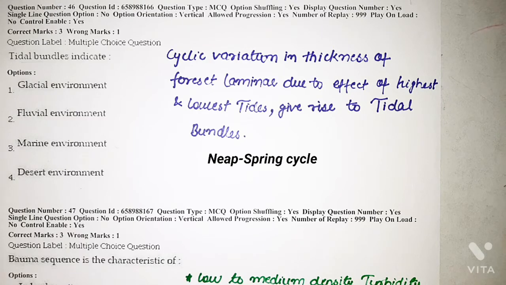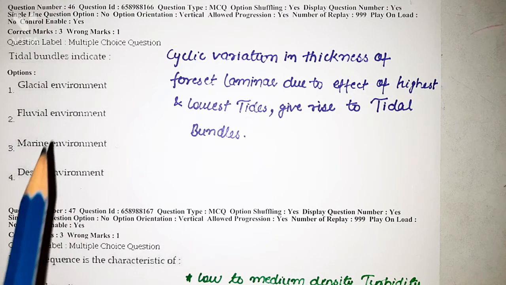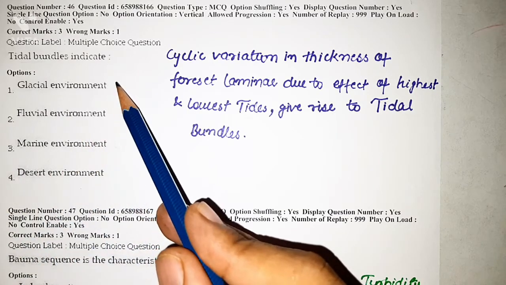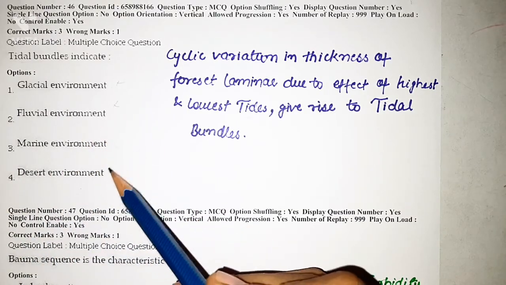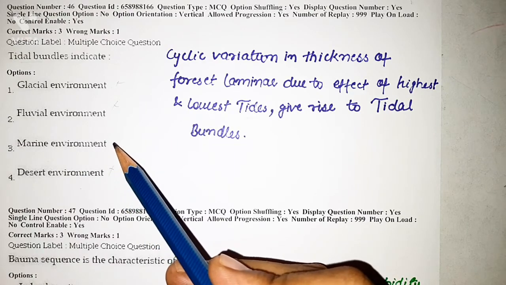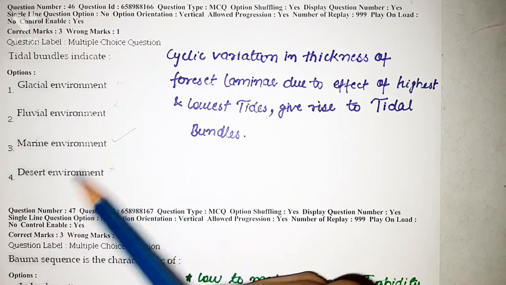Cyclic variation in thickness of foreset lamellae due to the effect of highest tides and lowest tides gives rise to tidal bundles. That is, these are neap-spring cycles, and thus it clearly involves tides. Tides are present only in marine environments. These are not present in glacial, fluvial, or desert environments. Tides are present only in marine environments, and tidal bundles indicate a marine environment.